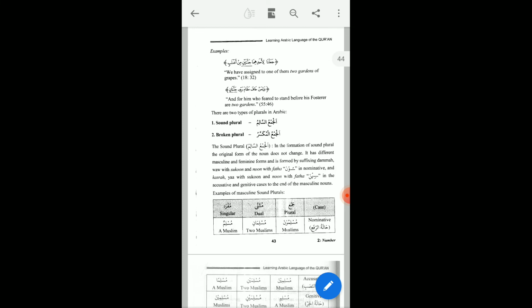Second example, waliman khafa maqama rabbihi jannatan. Waliman khafa, and for him who feared to stand before his Lord, are two gardens, isn't it? And at many places it will be shown soon what we call mahzuf, what we call hazf. There are verbs at most places in the Quran that have been dropped. Objects of the verb are implied, and their verbs have been dropped. It is at many places. It's the beauty of the Quran.